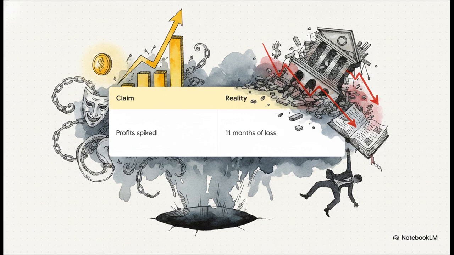But what if the hidden reality is that the company lost money for the other 11 months and is headed straight for bankruptcy? The December spike was true, but without the context of the entire year, that isolated truth became a devastating lie. Making decisions based on incomplete, curated data has profound, sometimes ruinous consequences.